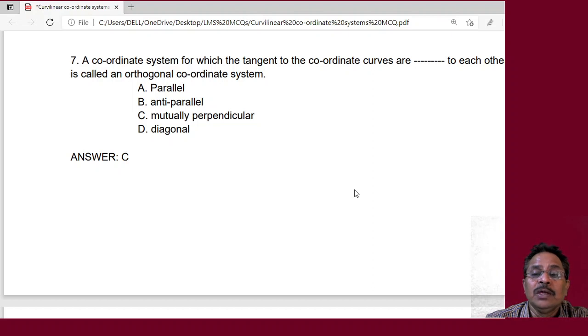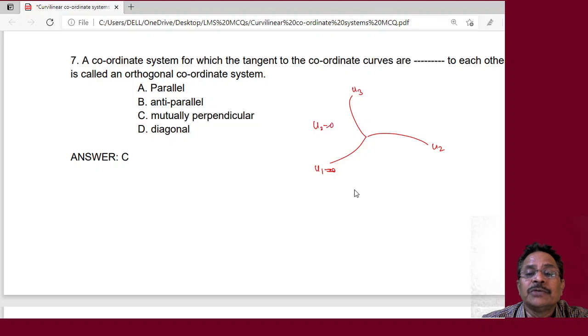In the same diagram which I have drawn here, this is one axis, this is another axis or direction, and this is the third axis. So if I take this to be u1, then this is u2 and this is u3. This is the surface for which u2 is equal to 0. This is the surface for u1 equal to 0, and this is the surface for u3 equal to 0. So these are three different curved planes: u1 equal to 0, u2 equal to 0, u3 equal to 0.